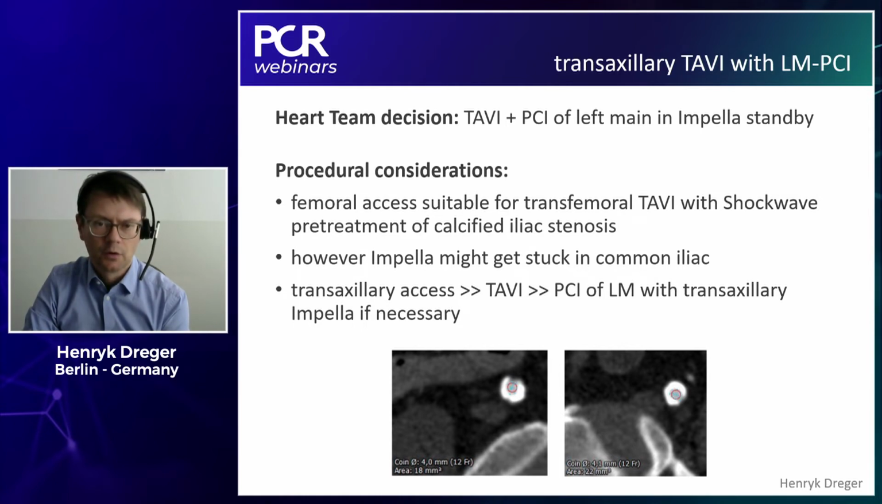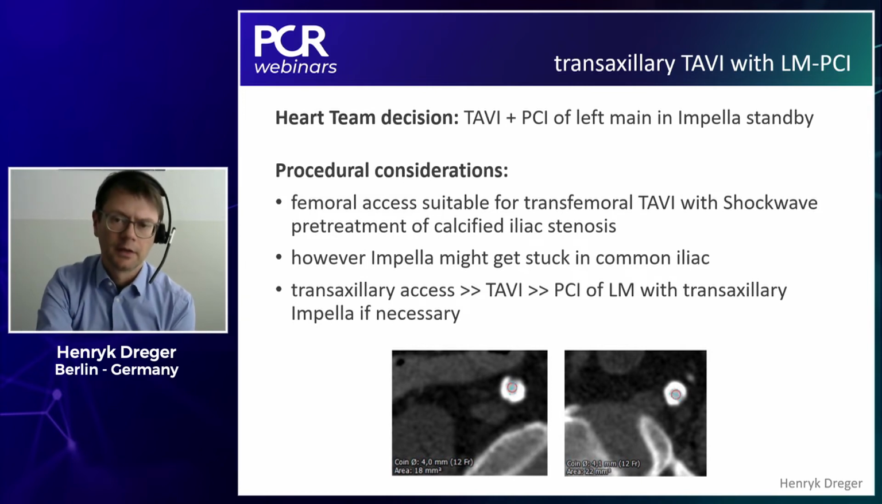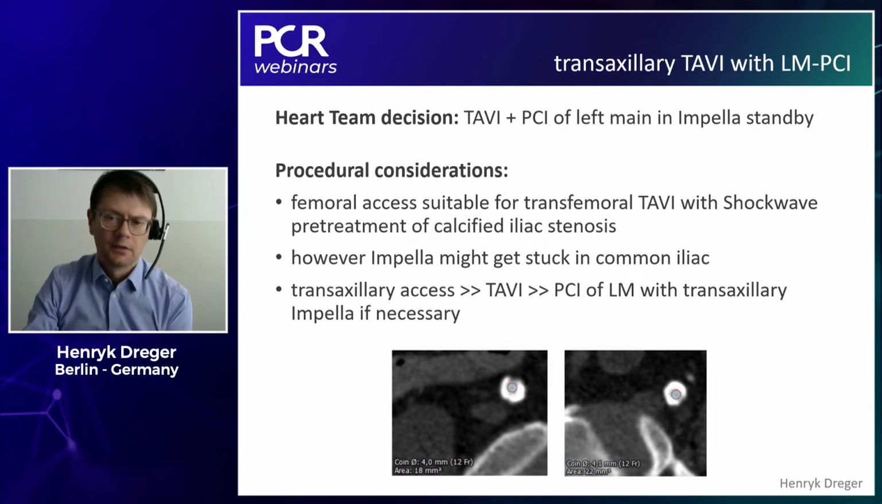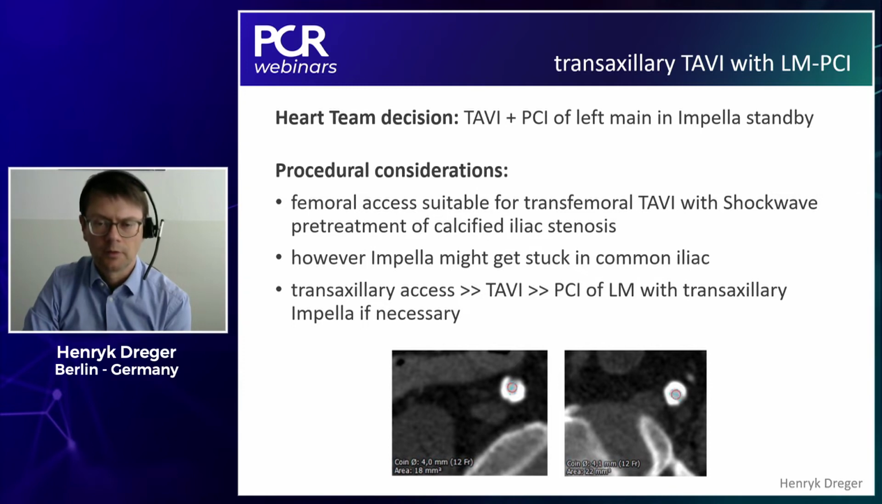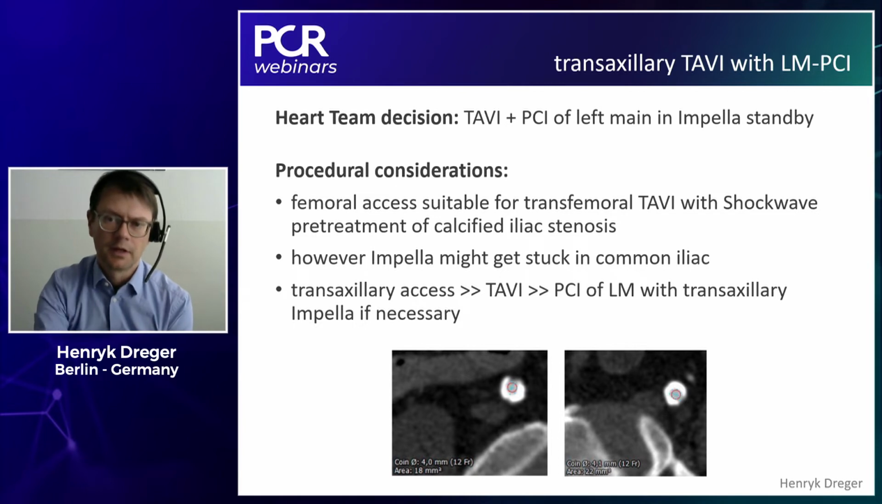So we decided to go for a transaxillary access and then first do the TAVI followed by the PCI of the left main, to relieve his heart of the additional stress of the aortic stenosis. So it would probably be more forgiving if we ran into any trouble doing the PCI of the left main.